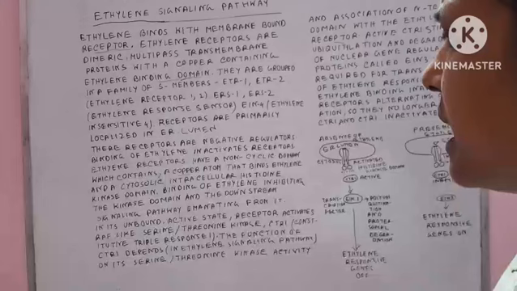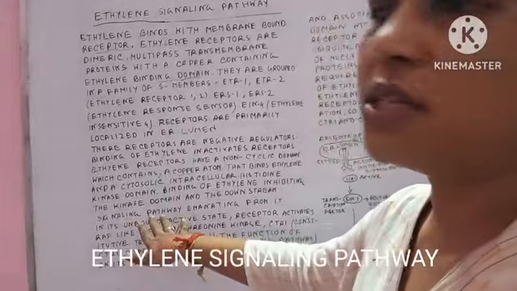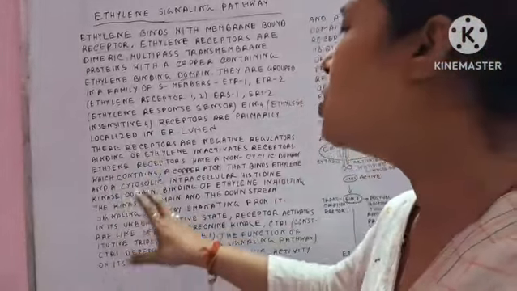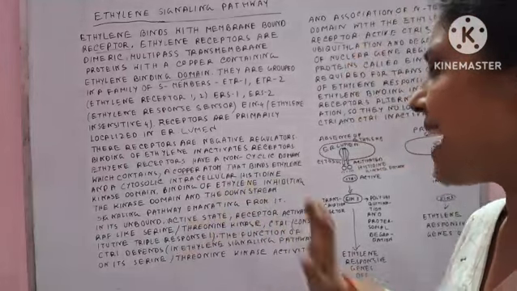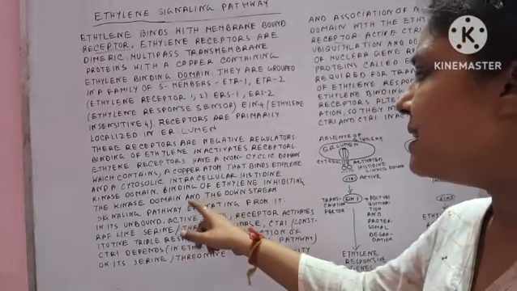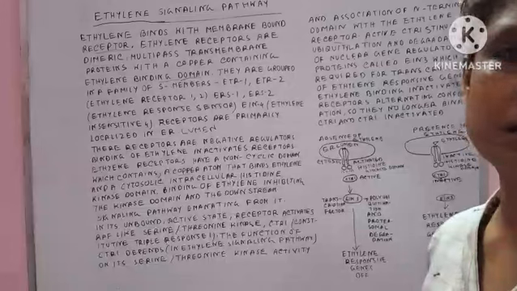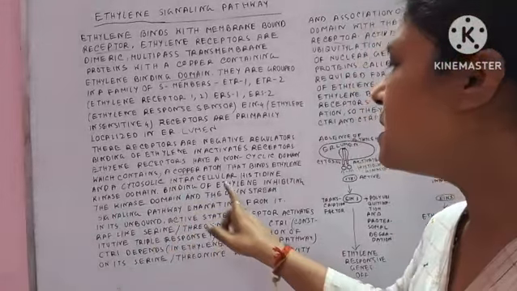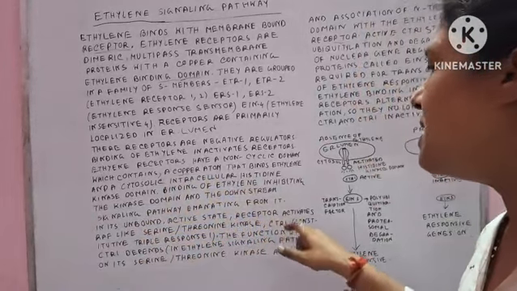So in its unbound condition, that means when ethylene cannot bind with the receptor, the receptor remains in an active state, and this activates the serine threonine kinase. So when the receptor becomes activated, it activates the serine threonine kinase and also CTR1.